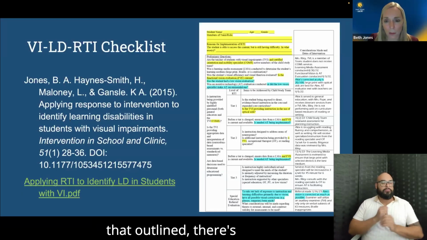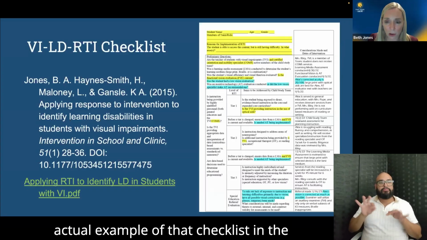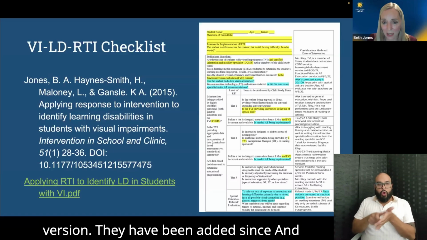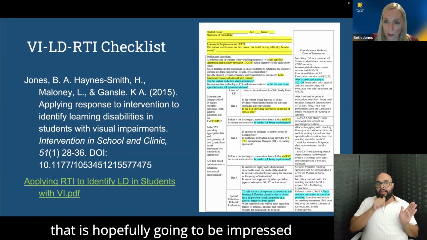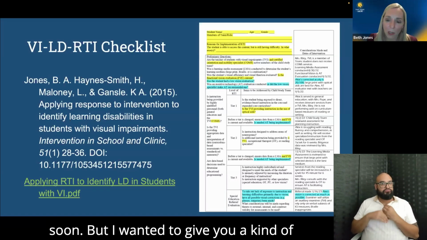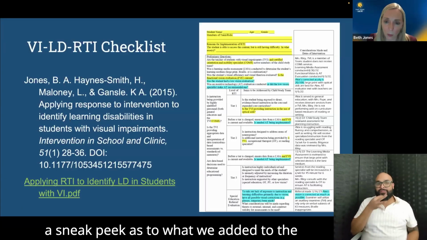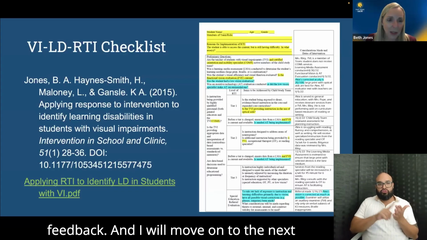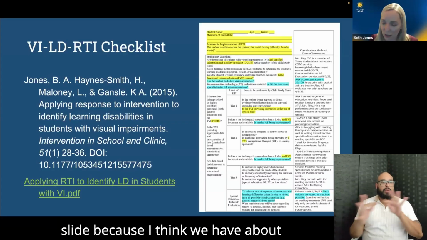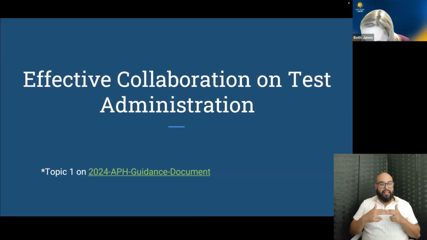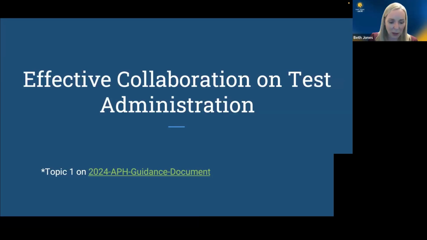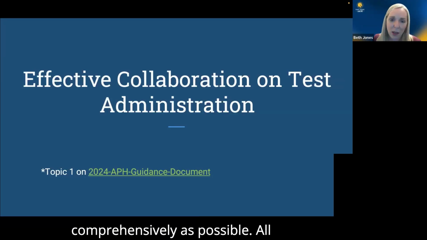All right, so that's outlined. There's an actual example of that checklist in the article, but like I said, the highlights are not included in that version. They have been added since, and that is hopefully going to be in press soon. But I wanted to give you a sneak peek at what we added to the checklist based on professionals' feedback. And I will move on to the next slide because I think we have about 30 minutes. So I'm going to try to move quickly so I get through everything as comprehensively as possible.